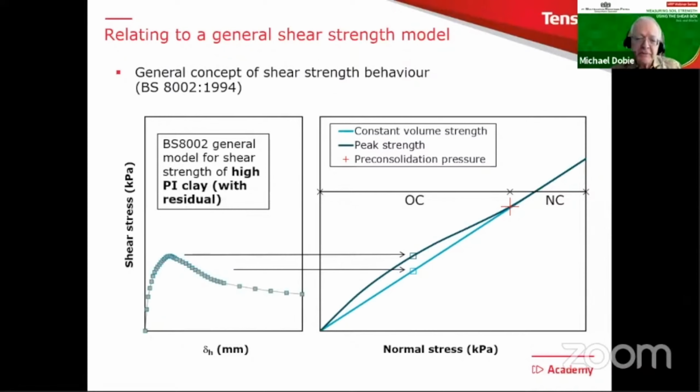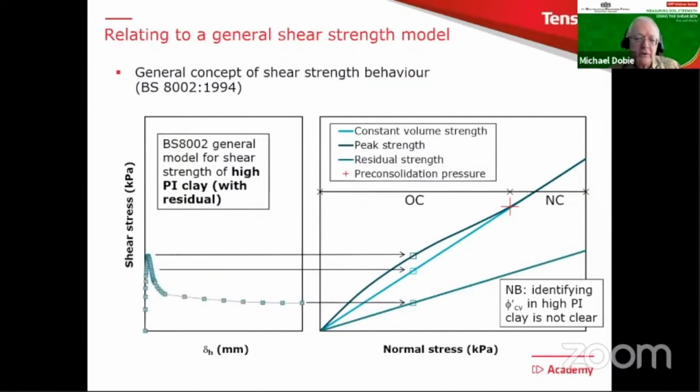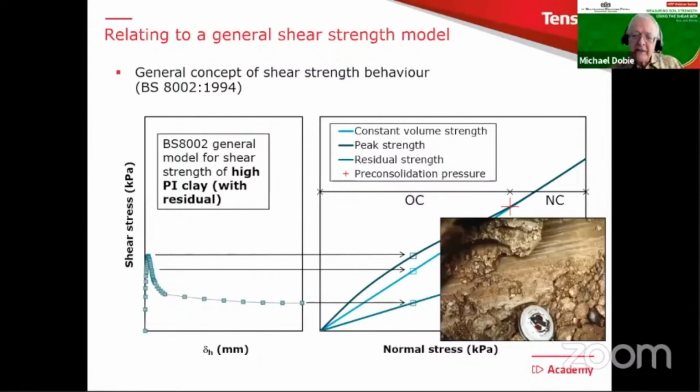This becomes a bit more difficult when we move to clays, especially with a high PI, because with high plasticity index clays, we tend to find behavior changing. We find that the shear stress goes past peak and goes past constant volume and heads down to something that we call residual shear strength. And I've changed the horizontal displacement scale to do this. So what we're looking at there is the behavior of a clay when you have shearing over a long distance, which is the picture I showed you earlier on.